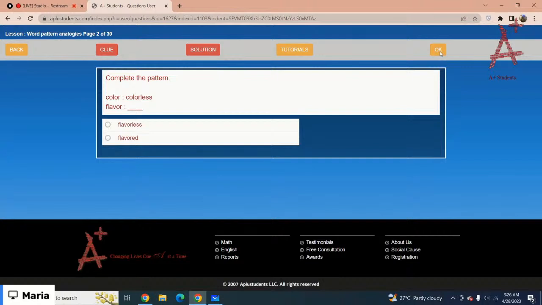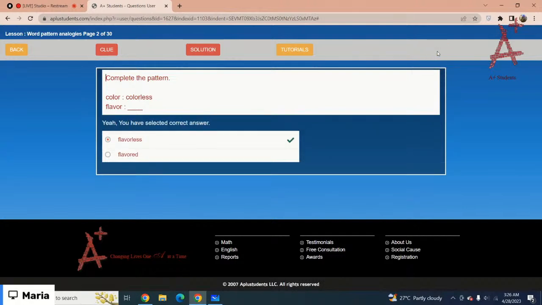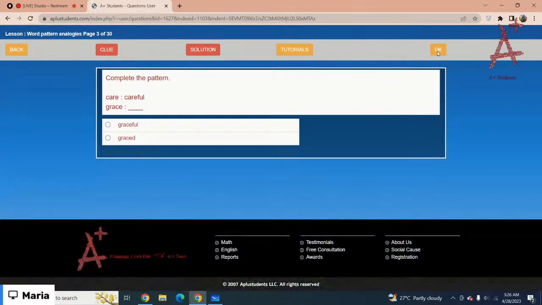Color, colorless. So flavor, which is the correct option? Yes, that is flavorless, colorless and flavorless. You have to follow the same pattern that is given with one of the words. Got it? Okay, care, careful. Grace, you have to add ful at the end of the word. So it would be graceful. Care, careful and grace, graceful.